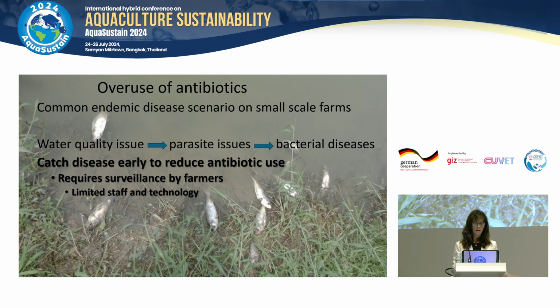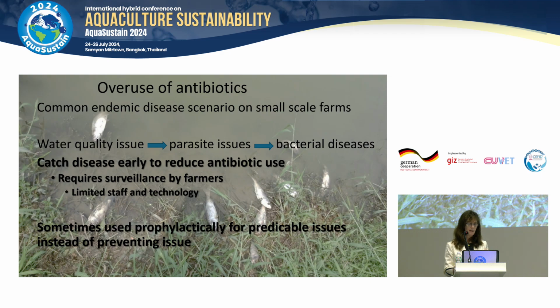The other overuse of antibiotics that we sometimes see is the farmers, and this I think happens more often when the farmer is a little bit more experienced. So they recognize patterns in their disease outbreaks. They'll say, oh yeah, every time I move fish out, a week later they have high mortality, so I'm just going to load them up with antibiotics because I think it's a bacterial problem. So those types of uses of antibiotics are overuse and can be prevented.